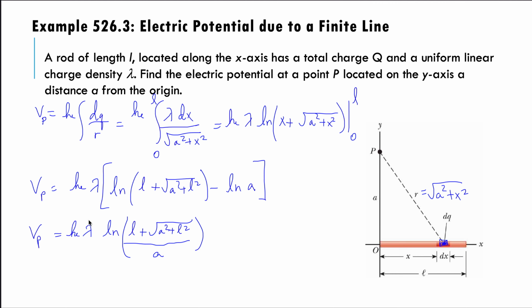If we wanted, we could write lambda here as charge per length, since we are given in the problem that there is a total charge Q and there's a length L. But we can also leave it in terms of lambda since we are also given the lambda in the problem. So you just always want to write the answer in terms of variables that we are given in the problem.